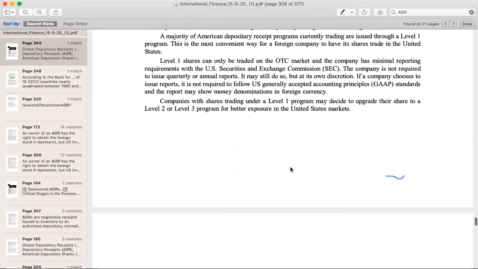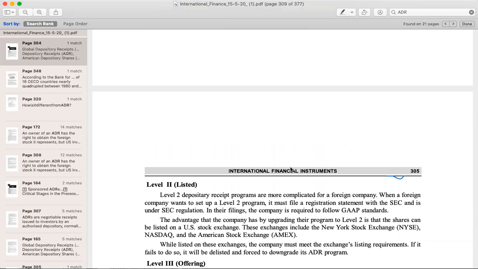Now, when it comes to level 2, if any company wants to directly list under level 2, or if a company wants to upgrade its ADR issue to level 2, it can always get it listed with a stock exchange, namely New York Stock Exchange, NASDAQ, and American Stock Exchange. Any of these or all three of these if it wants to. And then it has to register with the Securities Exchange Commission. Also, it has to follow GAAP standards, meaning accounting has to be done according to GAAP.